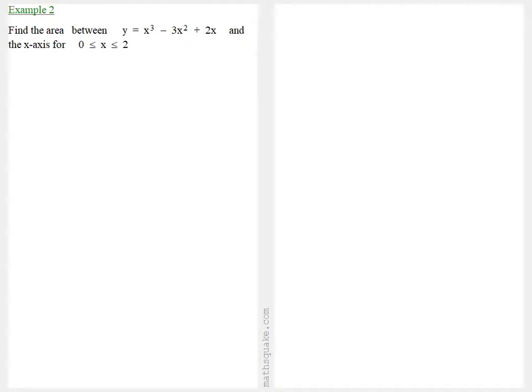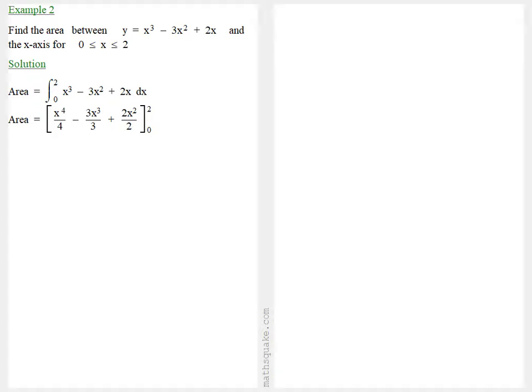Let's have a look at another example. Example 2. Find the area between the graph y equals x cubed minus 3x squared plus 2x and the x-axis in the region x lies between 0 and 2. Well, to solve this, we have the area is the integral of x cubed minus 3x squared plus 2x dx between 0 and 2.